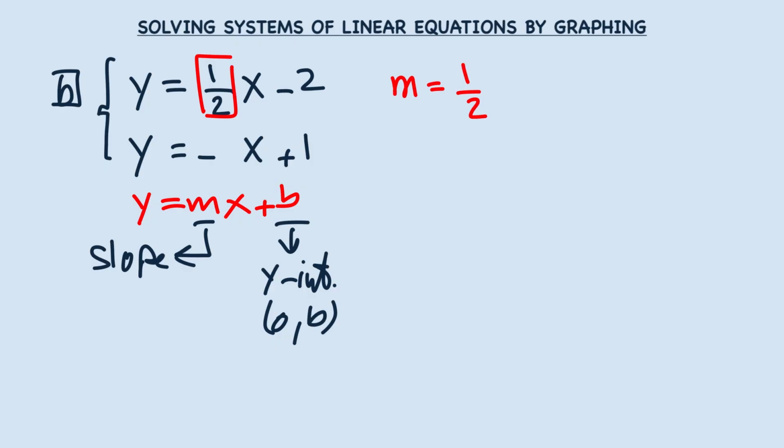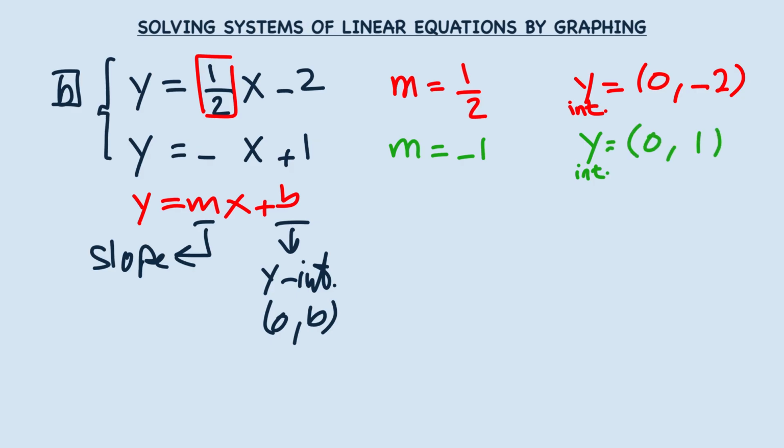And to find the y-intercept, we have to put 0 and the value of b. According to the rule, we put the value of b, which is minus 2. So it will be (0, minus 2). Now let us jump to the second equation. We have y equals negative x plus 1. Comparing this equation with the standard form, we will notice that the value of m equals negative 1 and the y-intercept equals (0, 1).